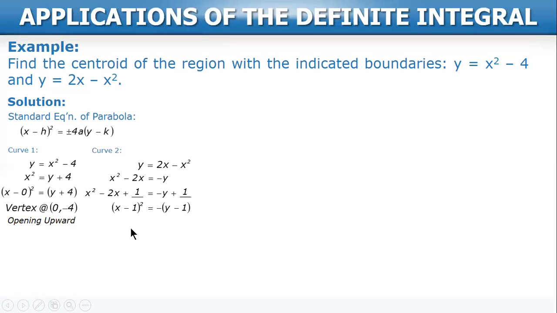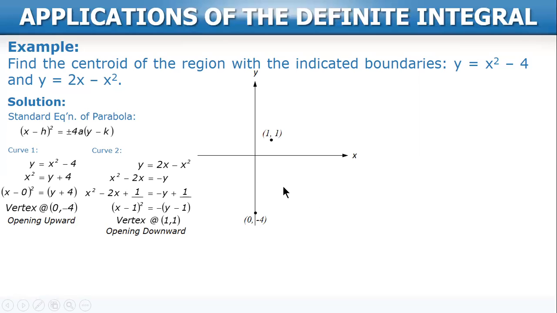And so the vertex is at 1, 1. Kaya negative man sila duha. Default negative. So vertex at 1, 1. And then since negative, ang sa right, then it's opening downward. So kung i-plot na to ang vertices, we have this 0, negative 4, dire. And the other one is at 1, 1 here.